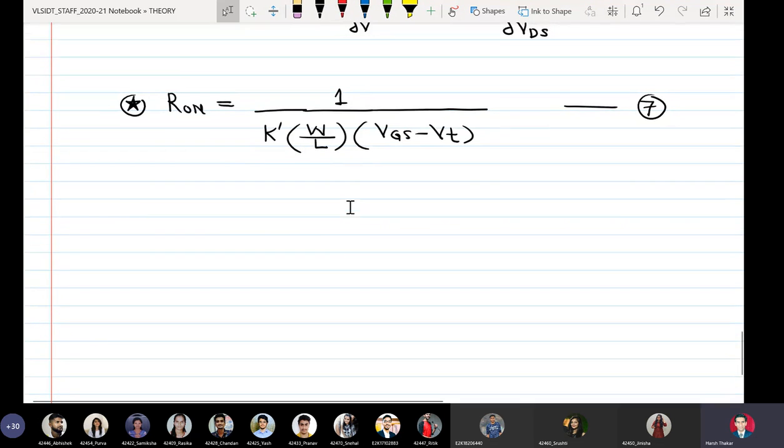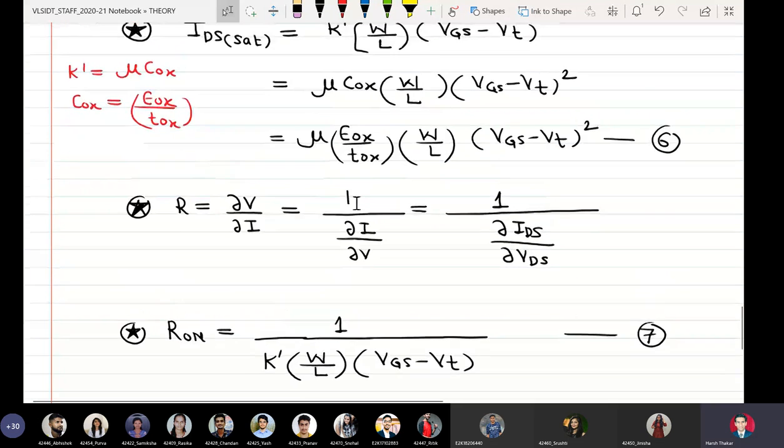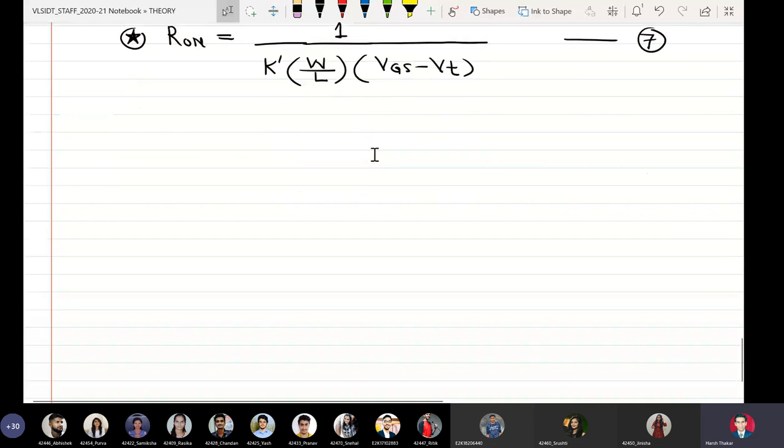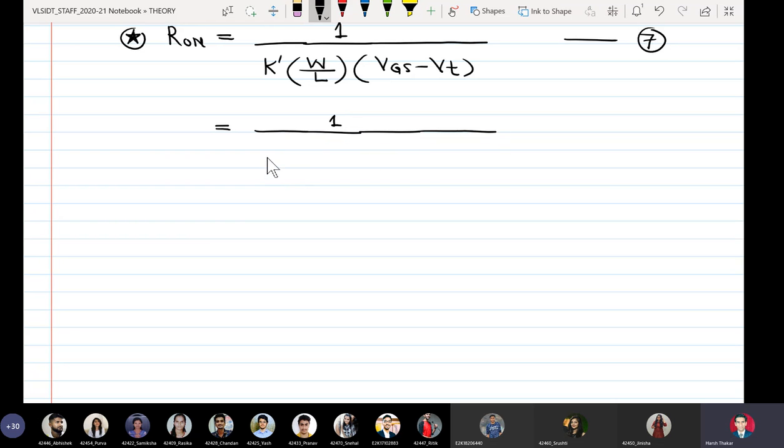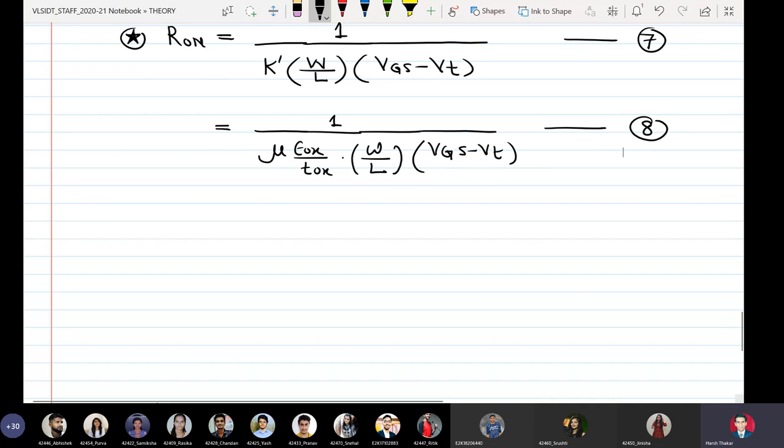So I have to now replace K dash with the correct values, which is equal to 1 over mu into epsilon ox upon Tox into W by L into VGS minus VT. This becomes my relationship 8.